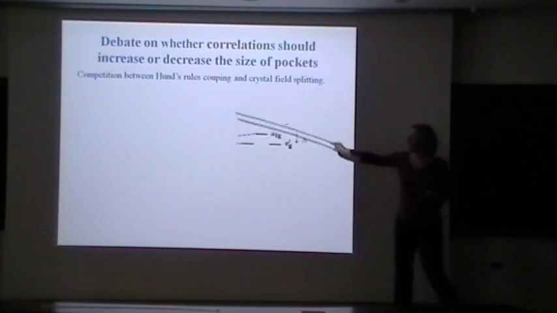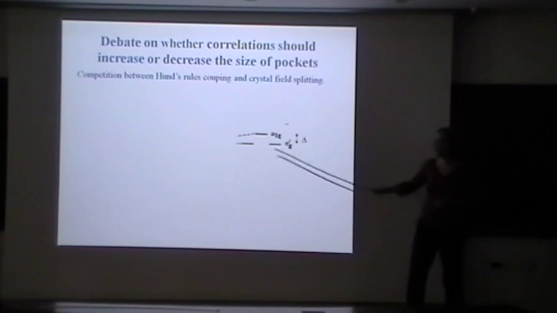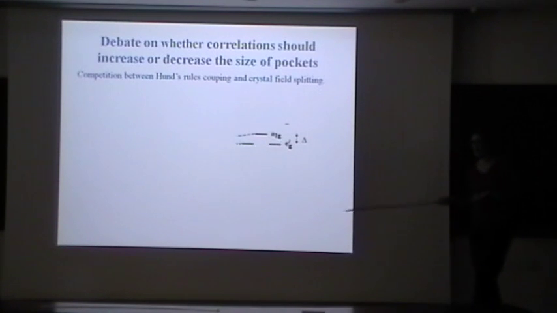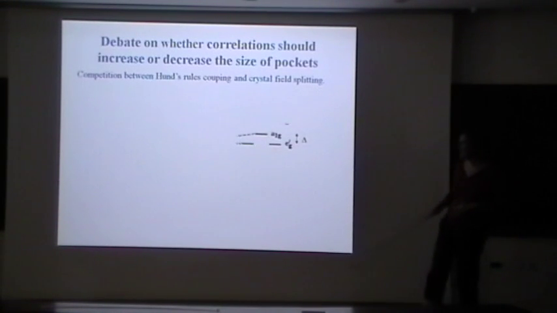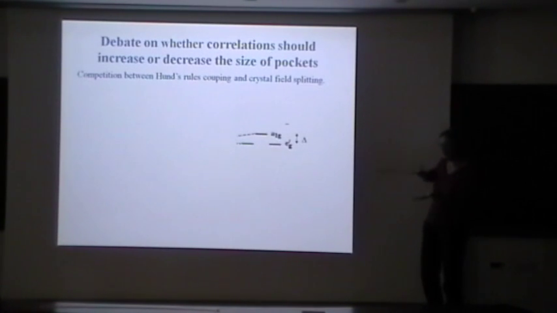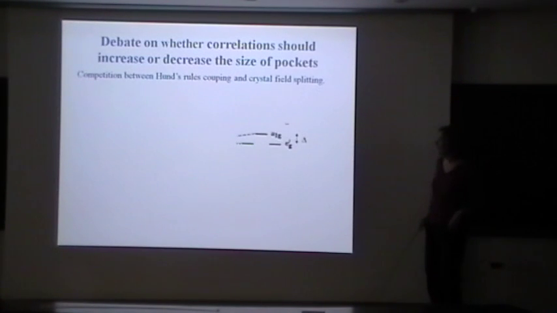On the one hand, you have this on-site Coulomb repulsion that is telling you that it would be better to put electrons in the different orbitals so that they can avoid each other. But if you do that, of course, you lose this crystal field energy. And especially if you have correlation effects and you renormalize the band, you will decrease the overlap between these two, and this could enhance this crystal field effect.